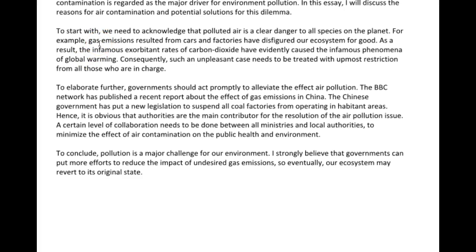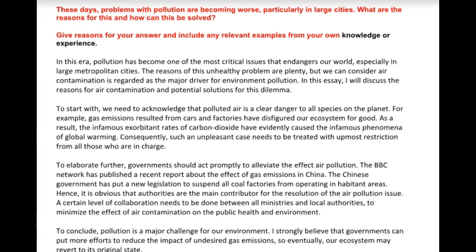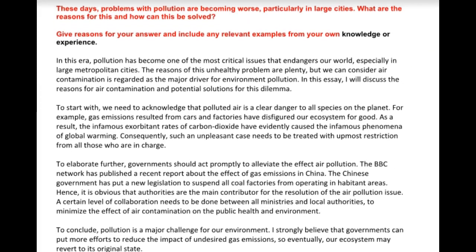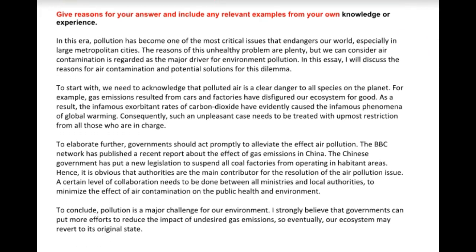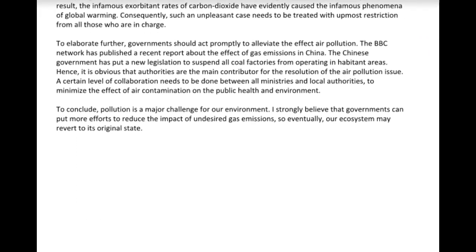Gas emissions from cars and factories have affected our ecosystem. Therefore, we have global warming. So it's a little underdeveloped, okay? You needed to go into a little more detail. Why is this a problem, particularly in large cities? All right. Was there anything else you could have talked about besides just emissions from gas and from factories? So again, it's just a little underdeveloped. Let's take a look at the next paragraph.